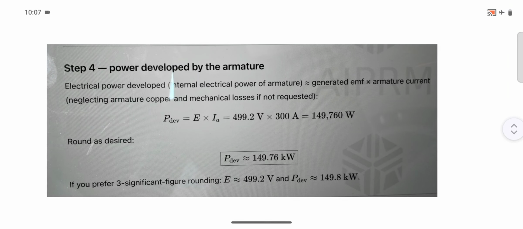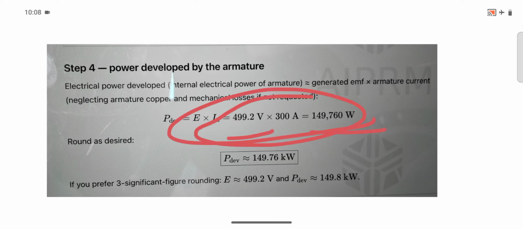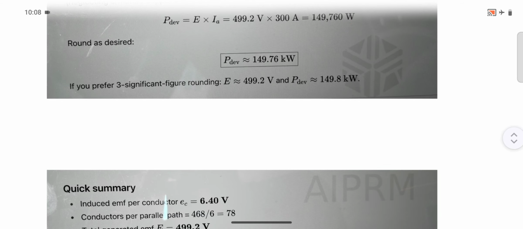Now we have to calculate power developed by the armature. Internal electrical power of armature is equal to generated EMF multiplied by armature current. We have already calculated the generated EMF and the armature current. So we have the power developed. We can convert it into kilowatt. Okay. Thank you.